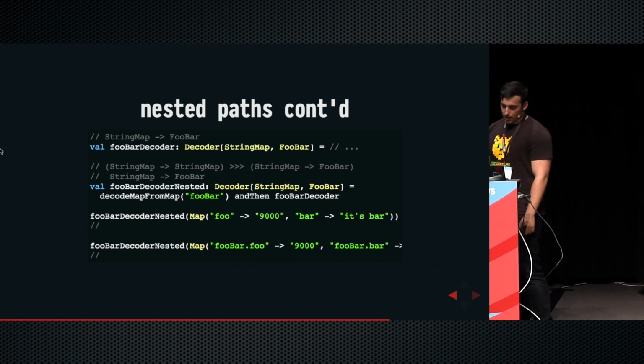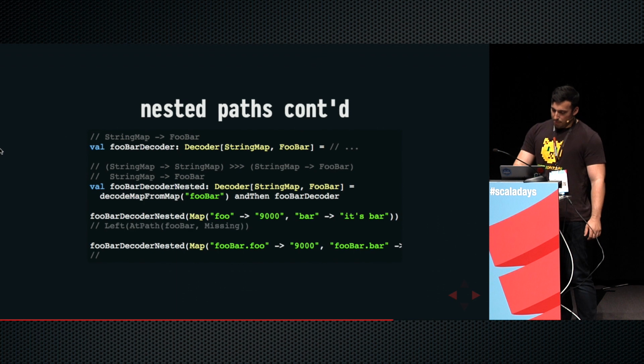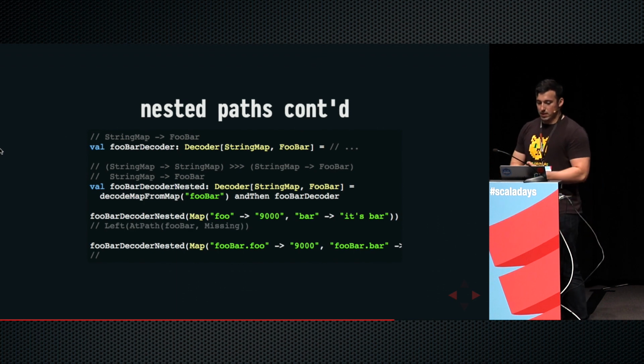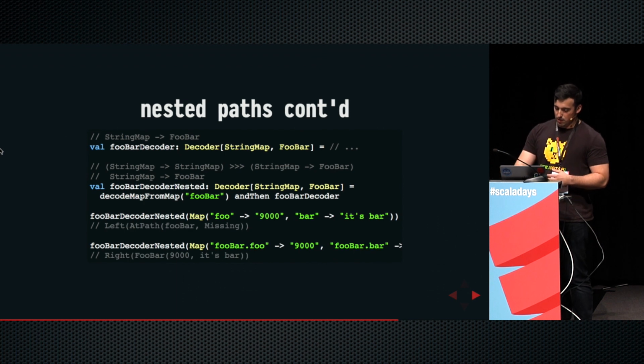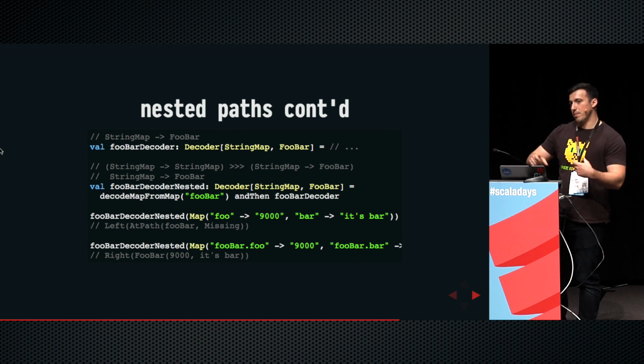So we can use this, and in the spirit of all the previous slides, we have examples of using it. First one you see missing values. Next one you see a successful loading. So we've loaded nested values or a nested map from our overall map, and then we pass that off to our decoder for our case class.